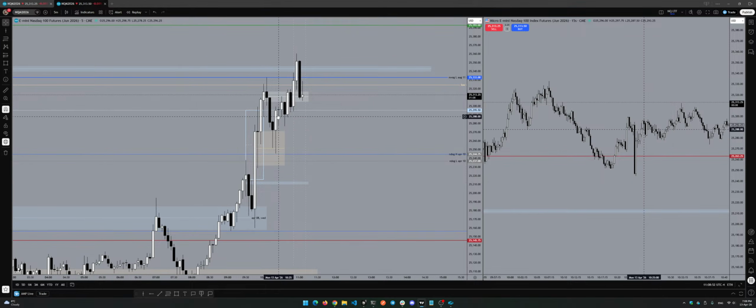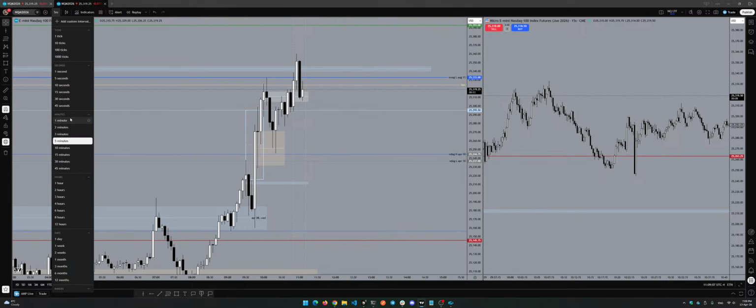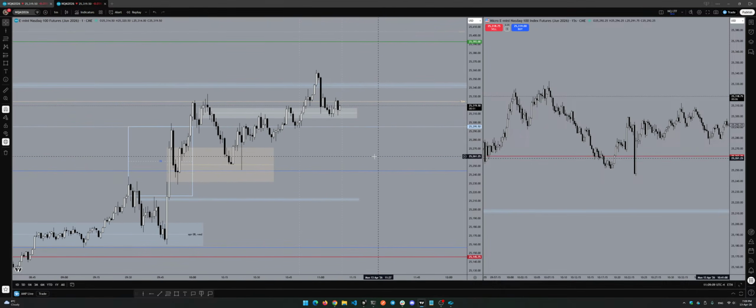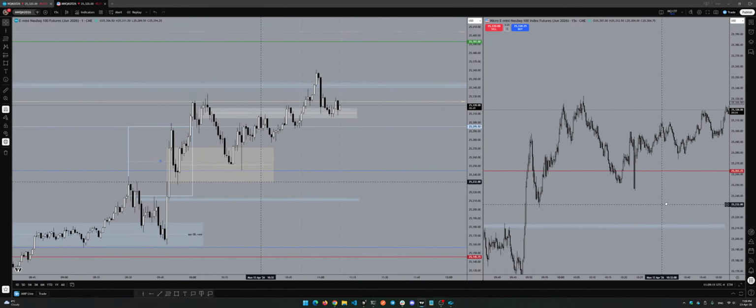And retracement back into the 50% level of this whole bullish move, found support in the 50% level plus the midpoint of the opening range gap plus the midpoint of this huge displacement fair value gap, and a grind up.